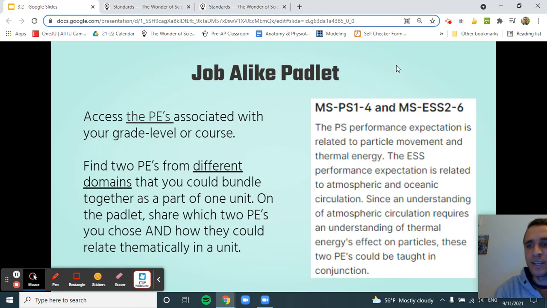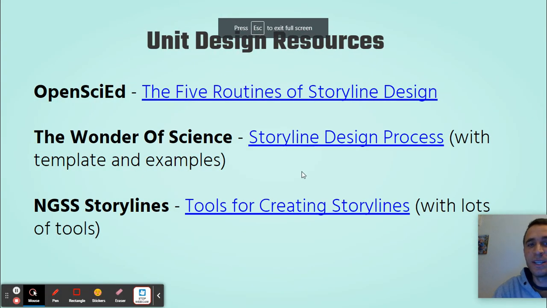After you post on the Padlet, you're going to have access to some unit design resources, 3 main resources: one from OpenSciEd, where you're going to learn more about those 5 routines, one from the Wonder of Science, which walks you through the storyline design process and includes a template with some example storylines, and then another one from ngsstorylines.org, that'll include a bunch of tools for creating storylines.